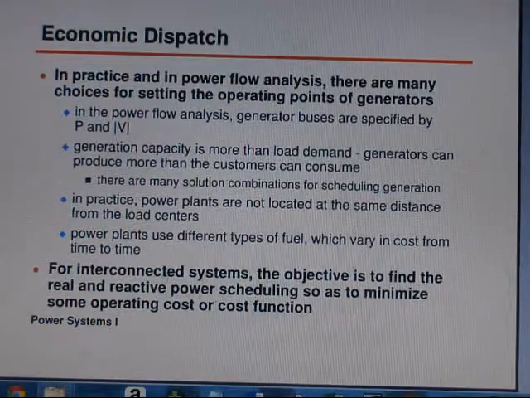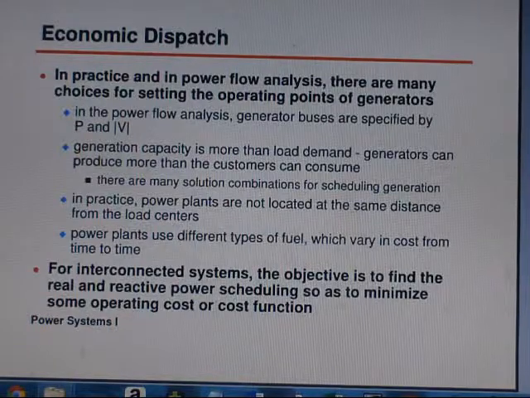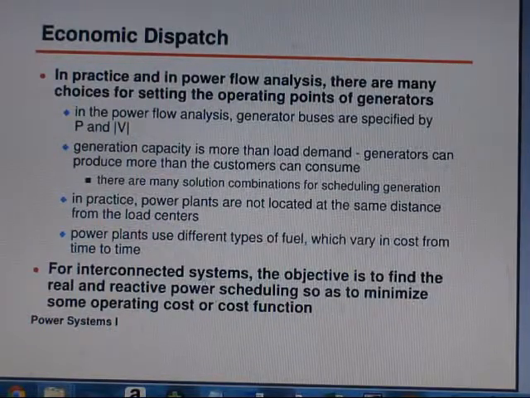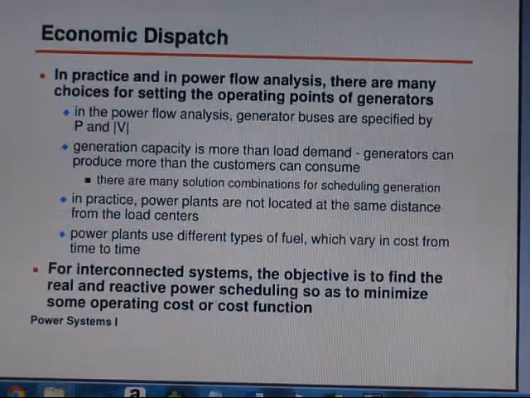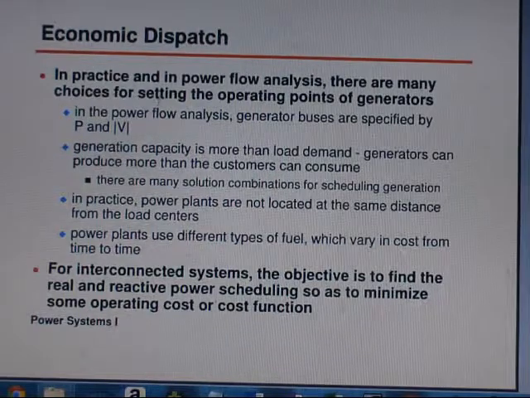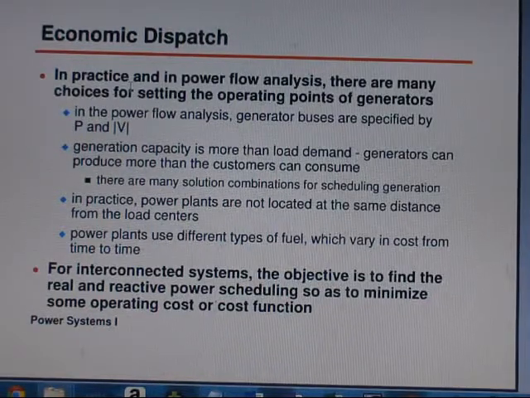For the interconnected systems, the objective is to find the real and reactive power scheduling so as to minimize some operating cost or cost function. This is for the economic dispatch. So in power flow analysis, setting the operating point is the most important aspect.